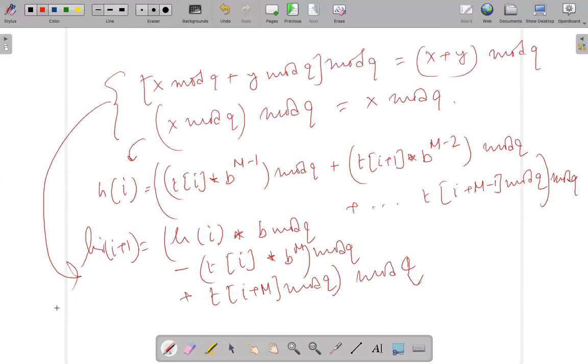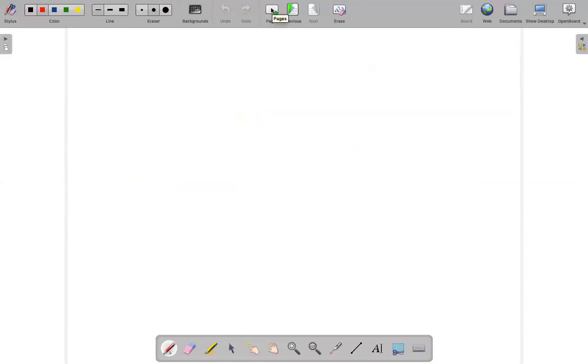Fine. So now given this, we can write the Rabin-Karp algorithm. Given this transformation, we can write the Rabin-Karp algorithm. So the algorithm is very simple once you have written this formulation properly.